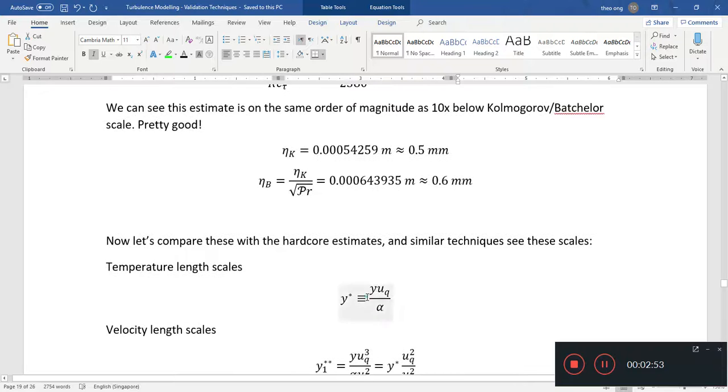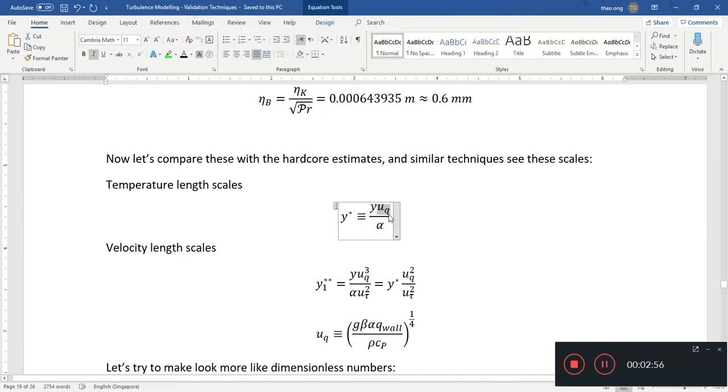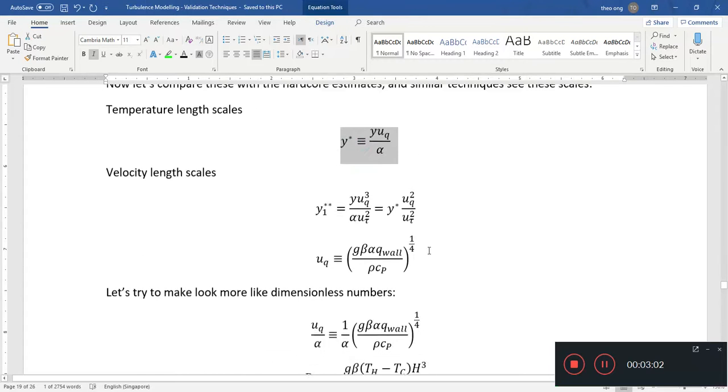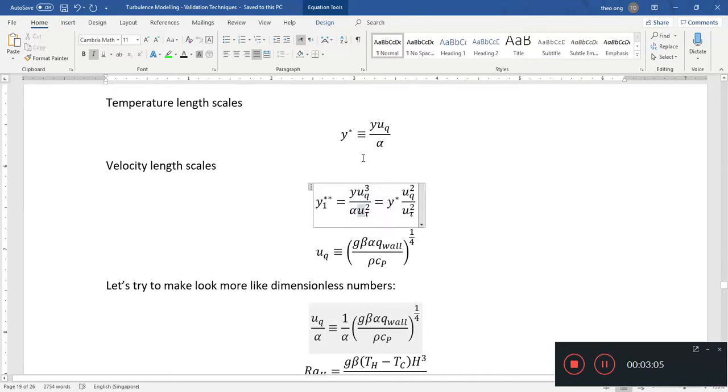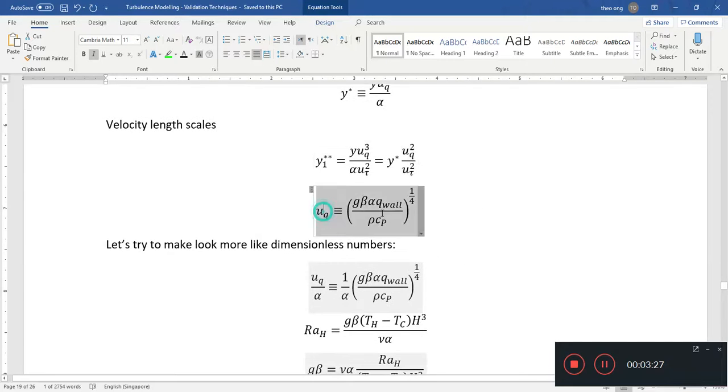Here we are. We scale with this heat flux velocity and of course alpha, and that is our temperature length scale. The dimensionless velocity length scale is based on the heat flux velocity, the friction velocity, and alpha. So this y1 star star, the velocity length scale, is the temperature length scale multiplied by uq over u tau squared, the heat flux velocity over the friction velocity squared. And what is the heat flux velocity? It is all of this stuff: g, beta, alpha, and so on. These are for natural convection, and of course you have the q of the wall.